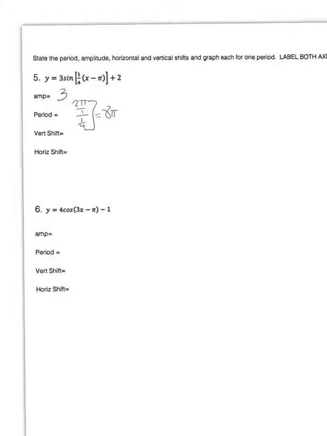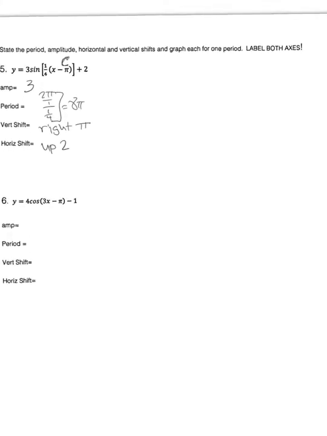Vertical shift. This is the value that's right inside here. We're going to always, if it's a negative, you know it moves right, because that's the way it's always been. Positive, it moves left. So we're going to move right 1 pi. Now, how far is that? We're going to have to wait to see what that looks like. Horizontal shift, we're going to go up 2. So make sure I can see all that.